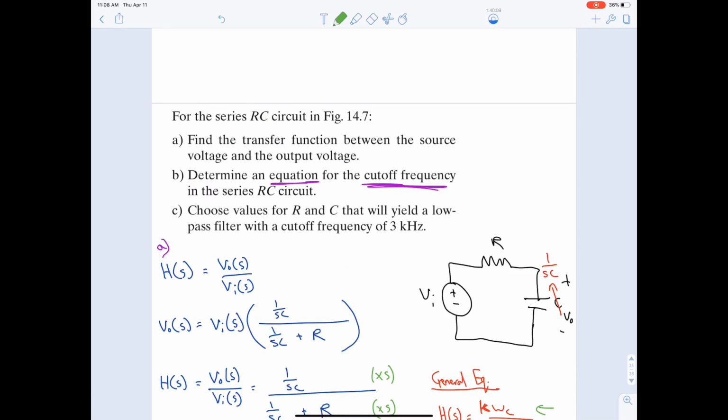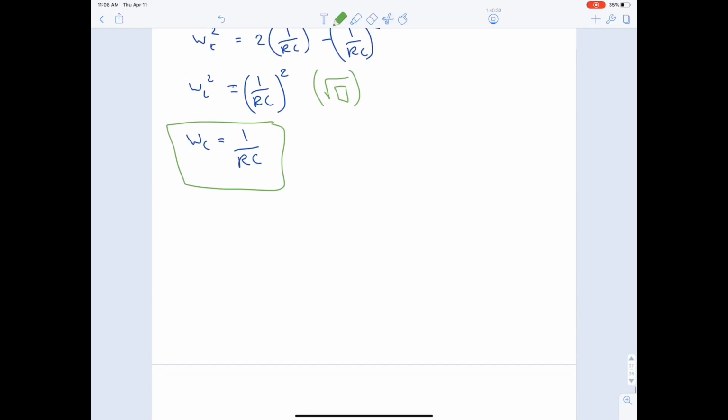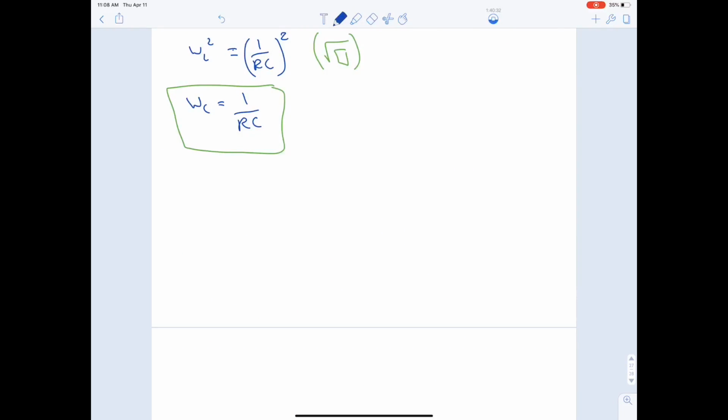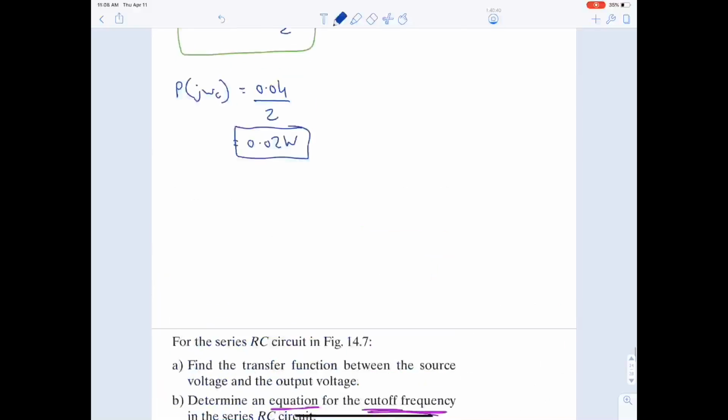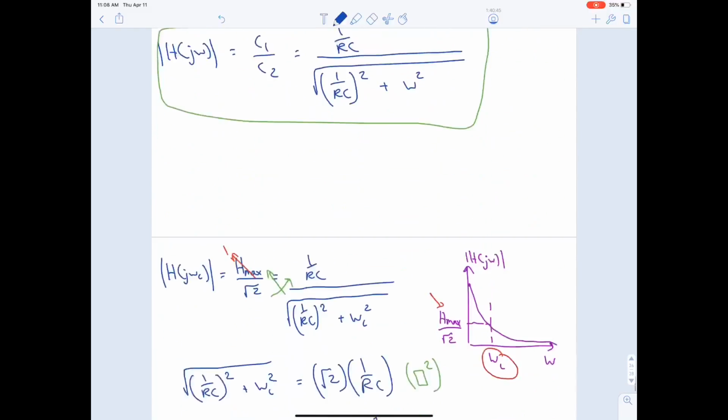The third part of the question says choose values of R and C. So see here, they are looking for numbers that will yield a low pass filter with a cutoff frequency of 3 kilohertz, not the hertz. You need to convert it to omega. Now, as they're looking for numbers, then we have to use equations that are already existing. So let's use the omega C. We know that omega C is equal to 1 over RC. They are looking for R and C, and they give us the center frequency.